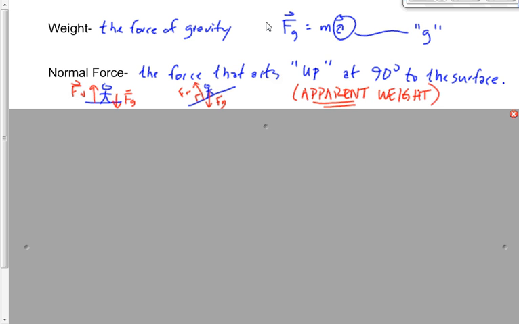When do you feel lighter or heavier than you really are? When you accelerate. When you go over that bump in the car. When you speed up in an airplane. I remember the first time I was ever on an airplane, I was 13 years old.